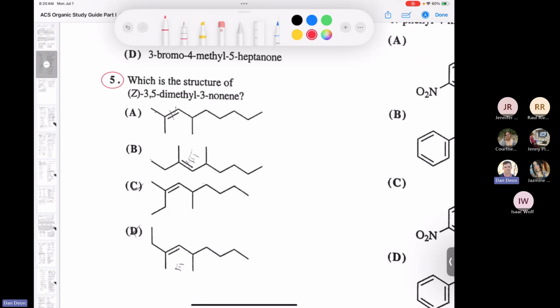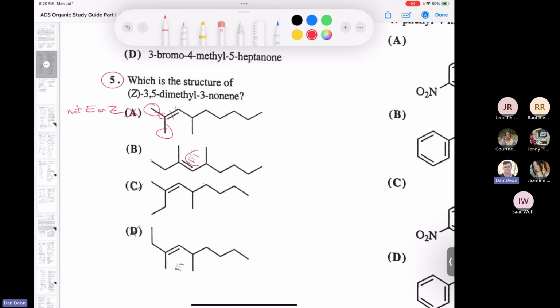So again, you could try drawing the compound yourself, but I think a good way to try this is maybe to look to see which compounds are Z and which compounds are E. If we look at A, you can see that this compound can't be E or Z because you've got 2 methyl groups on this carbon, so it doesn't apply to that one, and we'll just scratch that one off.